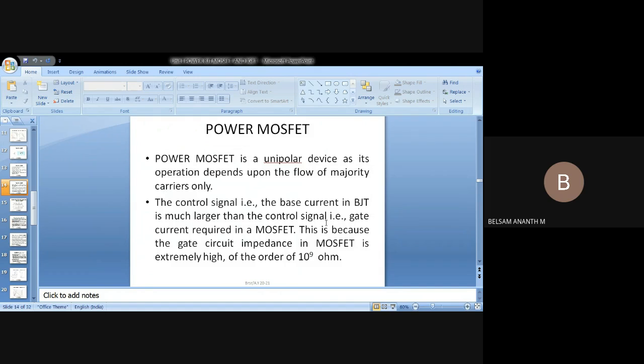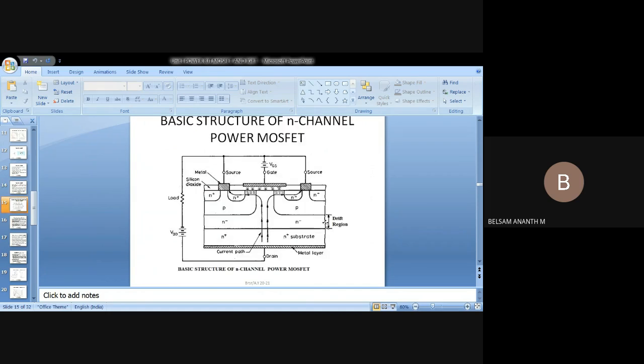So here, the power MOSFET is a unipolar device, and operation depends on the flow of majority carriers. And here, the power MOSFET may be derived with the help of a basic origin in your BJT. Please remember in your mind. So this may be the structural representation of your power MOSFET.